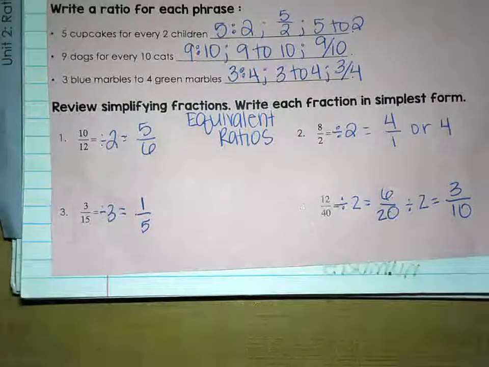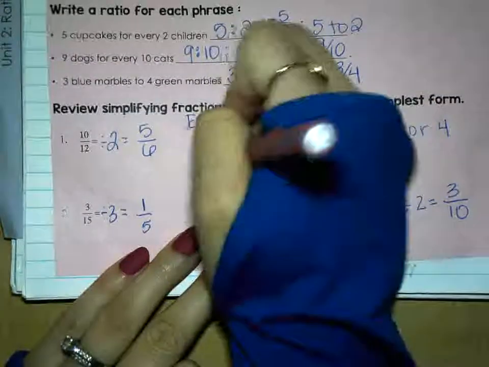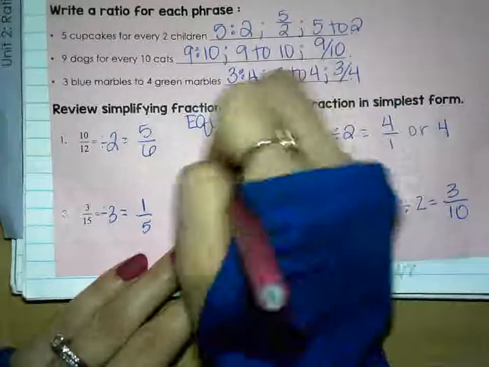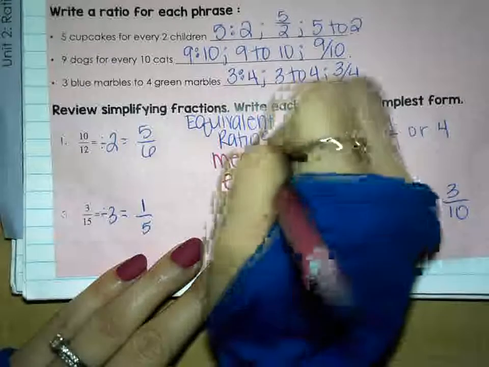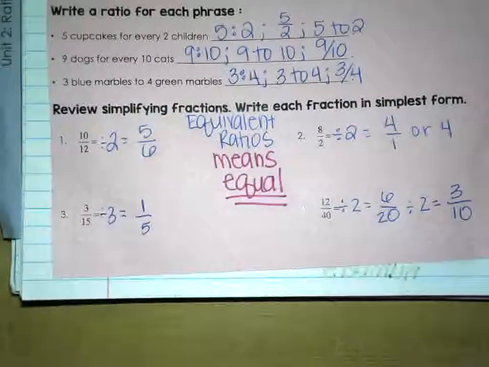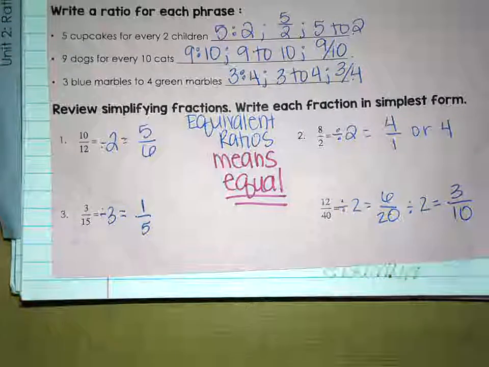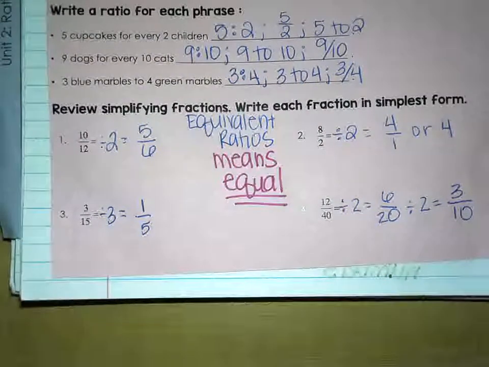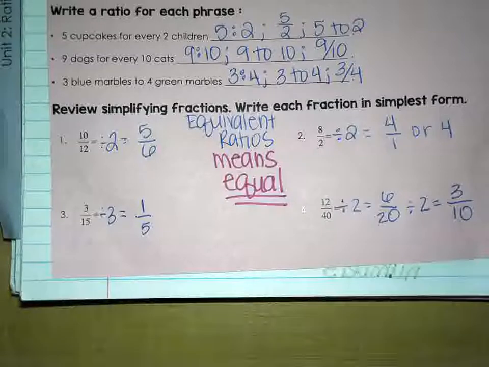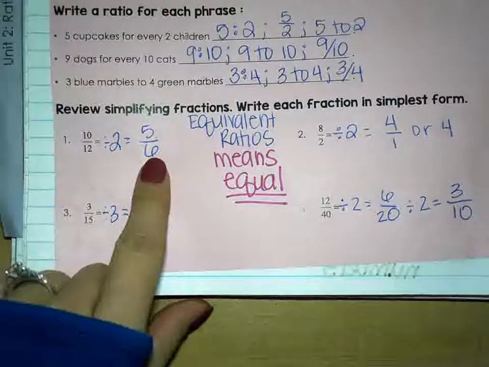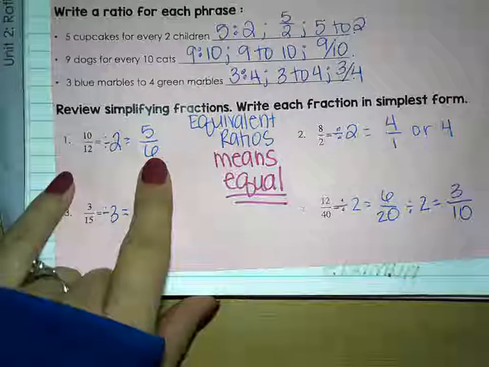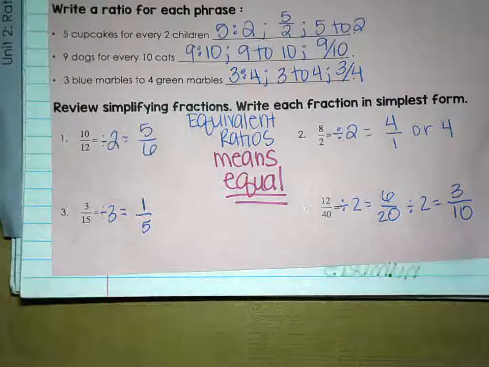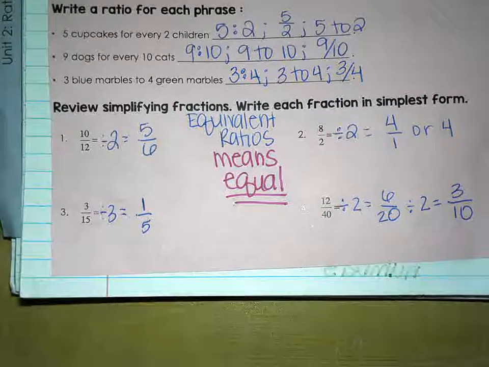Equivalent means equal. They mean the exact same thing. They are different numbers, but they mean the same. You would get the same score on a quiz or a test if you got a 10 out of 12 and a 5 out of 6. You got the exact same grade. They're exactly the same. The numbers are just different.